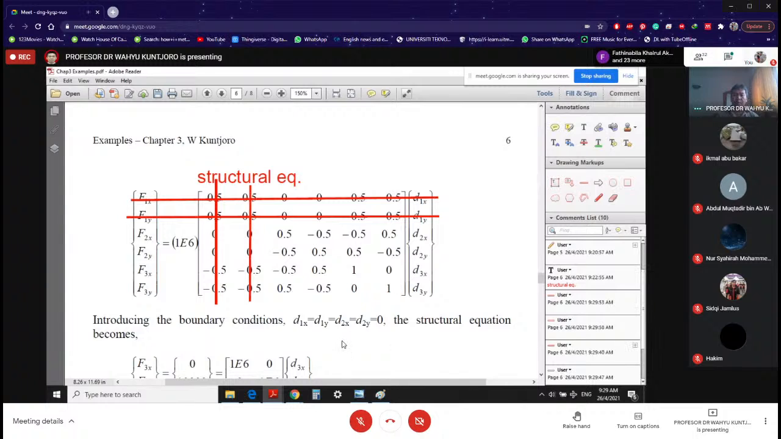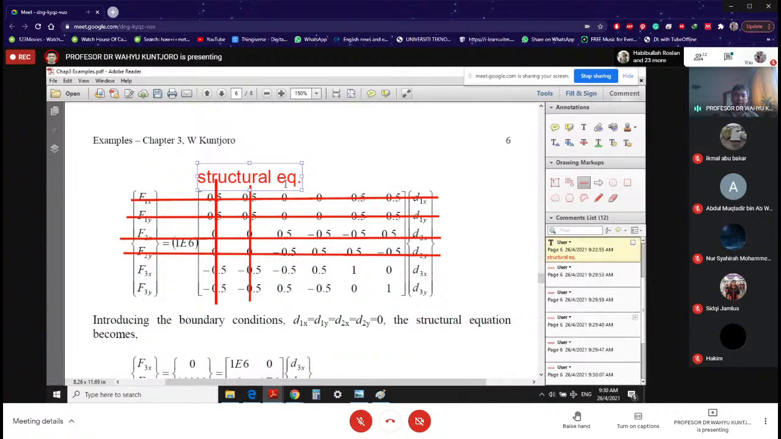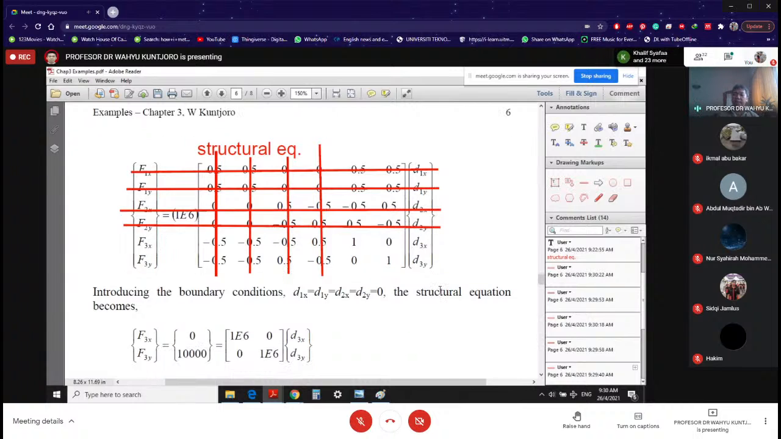And also for d2x and d2y, the row and column associated with that, I'm going to delete. So that's what we did 2 days ago. Oh, sorry, 2 weeks ago, not 2 days ago, when you learn about how you introduce the boundary condition. So now we end up with only f3x, f3y, and d3x, d3y, which I can write down here.